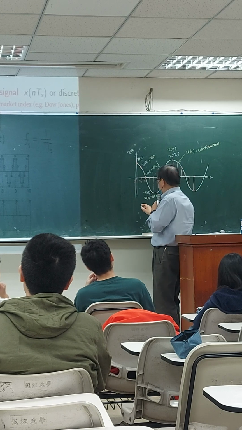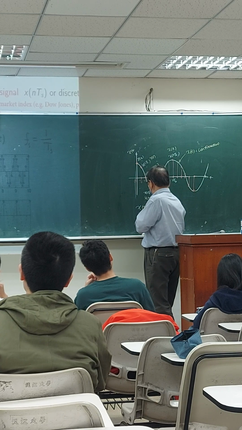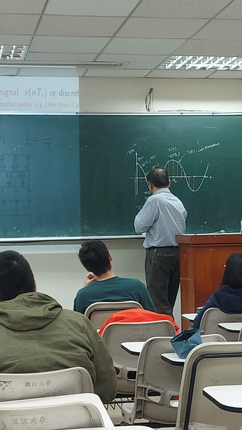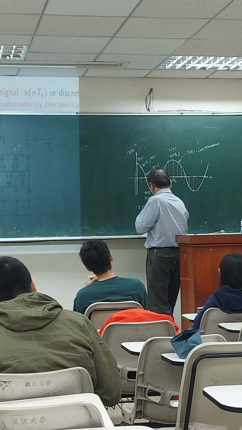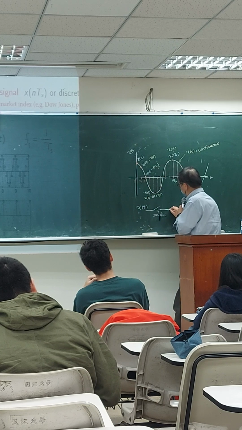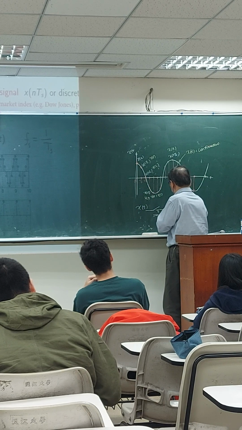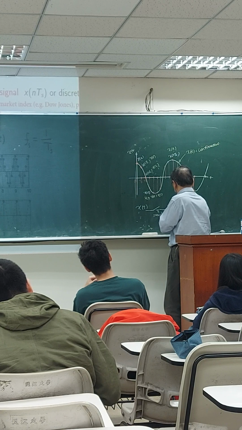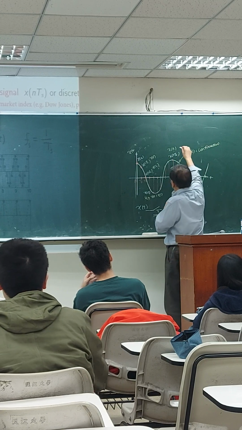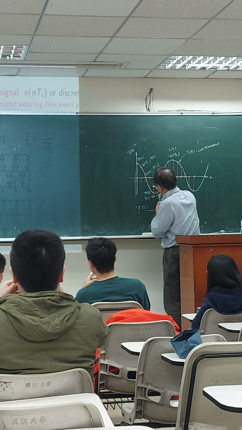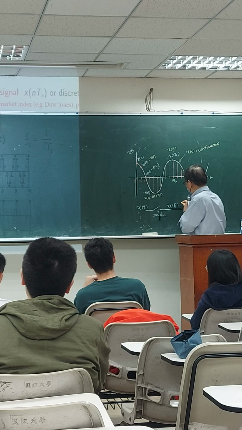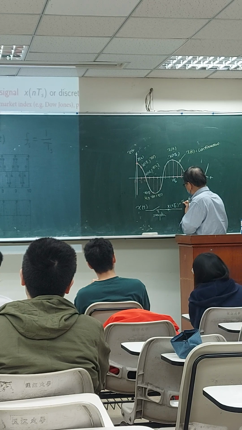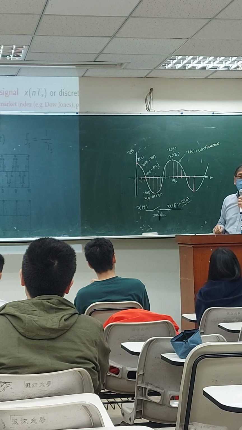So we start from x of t, and then we take the sample at every t seconds. After taking the sample, I have x of n ts. So these circles are the discrete signal at n ts. And for simplicity, we replace it by the notation x of n. This is purely for notational convenience.